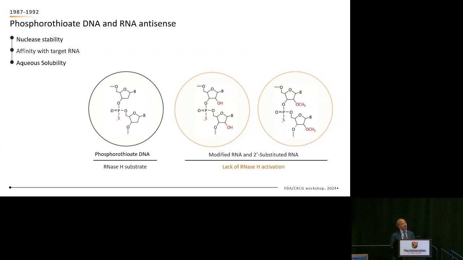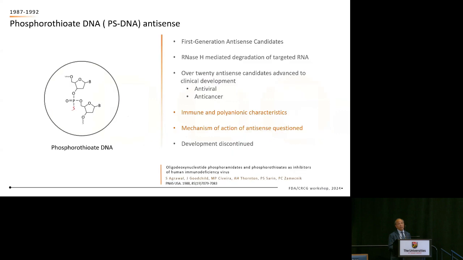As we progressed the field, we learned that DNA phosphorothioate, which is the first structure, activates RNase H, which means when it binds to the target, it activates an endogenous enzyme called RNase H, and that degrades the RNA. So this became the preferred choice of first generation antisense, and about 20 plus candidates went into clinical evaluation using this chemistry. They were for antiviral to anti-cancer agents. They went through phase 1, 2, and 3 based on preclinical studies, based on animal model studies. But most of these candidates have now been discontinued.